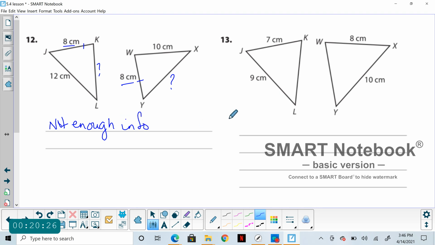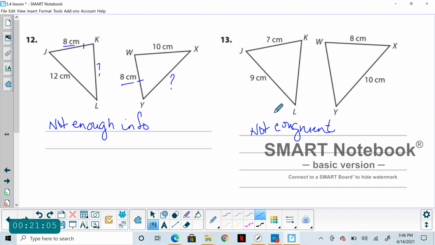All right, how about number 13? 7 and 8, 9 and 10. So these are not congruent. All right, so we could say for 12, there's not enough information to determine, because if our hypotenuse in the second triangle is 12, then they could be congruent. Or if our longer leg in the first triangle was 10, they could be. So we don't have enough information to determine that.